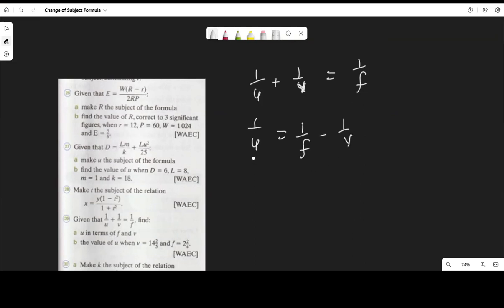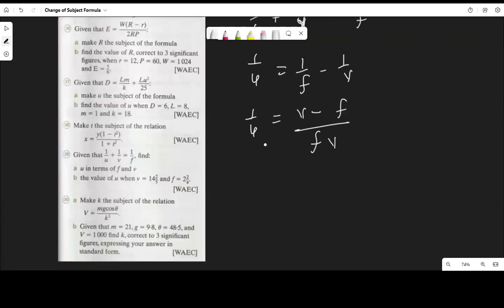Since I want to make u the subject of this equation, first of all, let me solve this fraction on the right hand side. So 1 over u will be v minus f over fv. That is LCM of fv is fv. Fv divided by f is v. V times 1 is v. Fv divided by v is f. F times 1 is f.